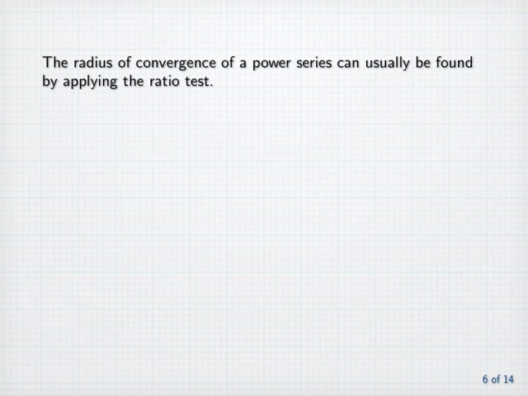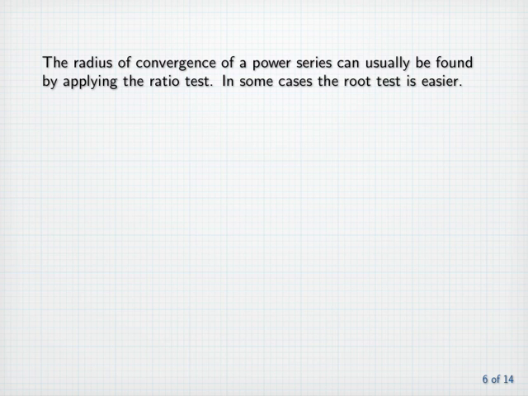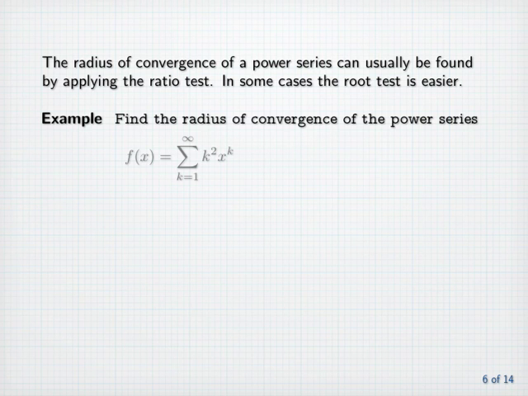The radius of convergence of a power series can usually be found by applying the ratio test. However, in some cases, the root test is easier. Example. Find the radius of convergence of the power series f of x equal to the sum from k equals 1 to infinity of k squared times x to the k, which equals x plus 4x squared plus 9x cubed, and so on. We'll use the ratio test.